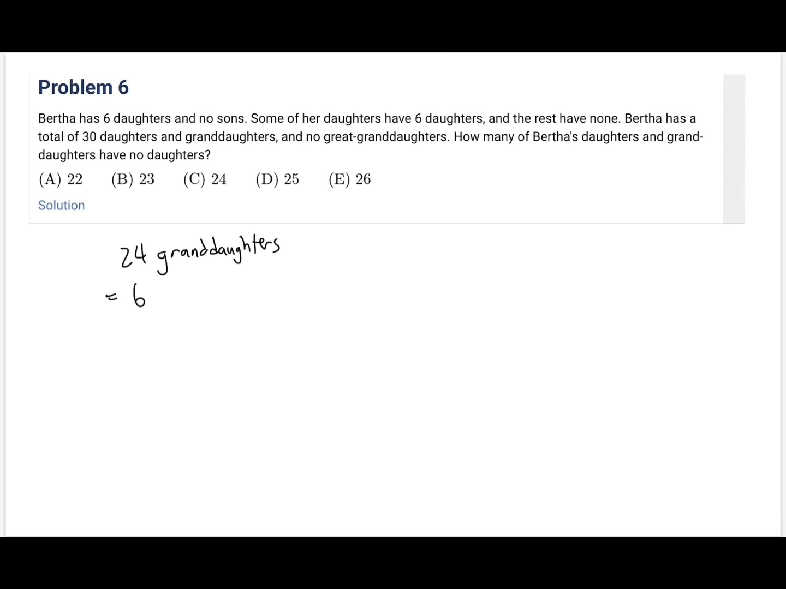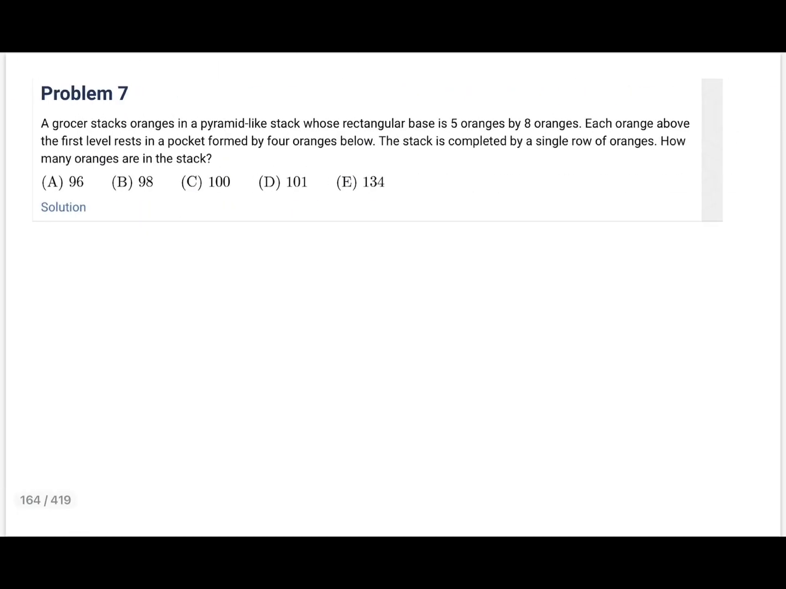So this would mean that four of her daughters have daughters, right? And this also means that 2 of her daughters do not. So how many of Bertha's daughters and granddaughters have no daughters? It did say that she had no great-granddaughters. So all of her 24 granddaughters don't have daughters. So there's the 24, and then we have the 2 that don't have any daughters. 24 plus 2 equals 26. The answer is E.